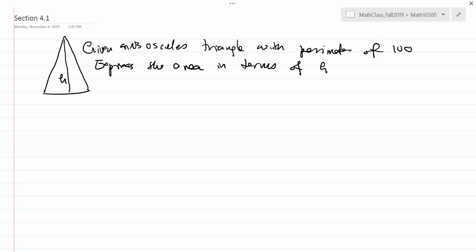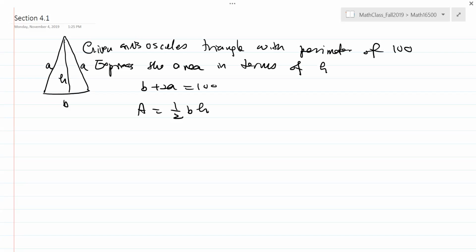It's tough, right? It's not easy. So let's see. This isosceles triangle, the base is b, right? You write down the first equation: b plus 2a equals 100. That's clear. Then the area is going to be half of b times h. You want to express area in terms of h, then you have to express b in terms of h. Sounds easy.